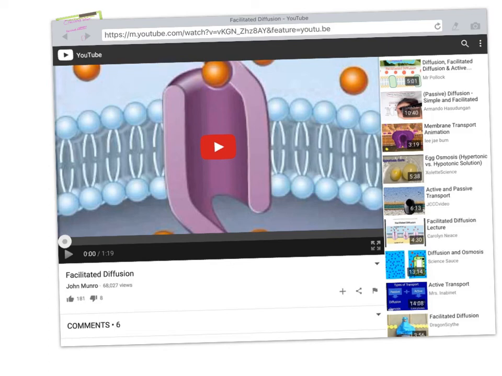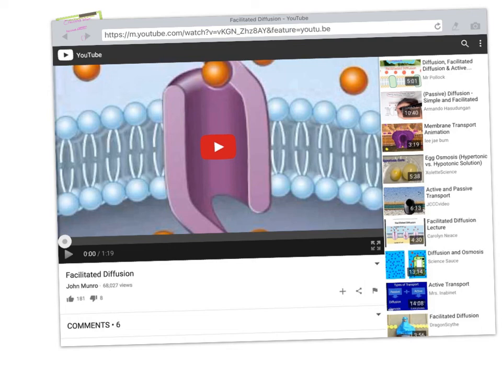What can you tell me about sugars and amino acids? They're larger. They're not macromolecules by themselves, but they make macromolecules, but they're larger and they're polar. Remember, they have some portion of them that allows them to be polar. So facilitated diffusion is going to help with large polar molecules.